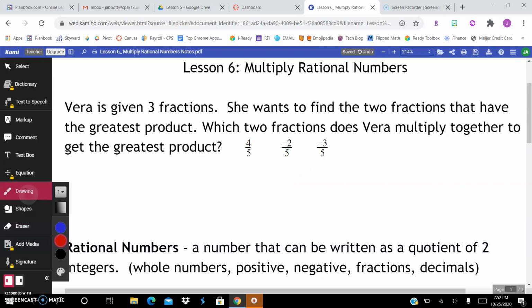So we're going to see if maybe if I multiply these other 2 together, will I get a positive answer? Well, if I multiply a negative times a negative, I will get a positive answer. So which 2 fractions can she multiply together to get the greatest product? It's these 2, because 2 negatives multiplied together will give a positive answer.